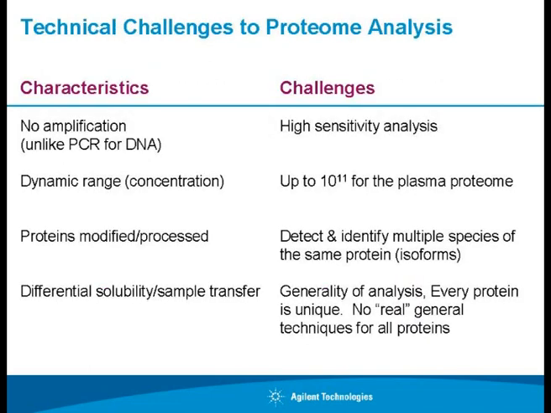So how to address that now? In comparison to genomics, you cannot amplify proteins. Unlike genes, DNA or RNA, which you can amplify, you cannot do it with proteins. So you need a high sensitivity analysis. Then there is the dynamic range of concentration. A protein can have various concentrations. There can be a low abundant protein and a high abundant protein at the same place, at the same point of time. So you must address this aspect while following an analytical approach. This is one of the biggest challenges. The protein is modified and processed, so you must detect and identify multiple species of the same protein.